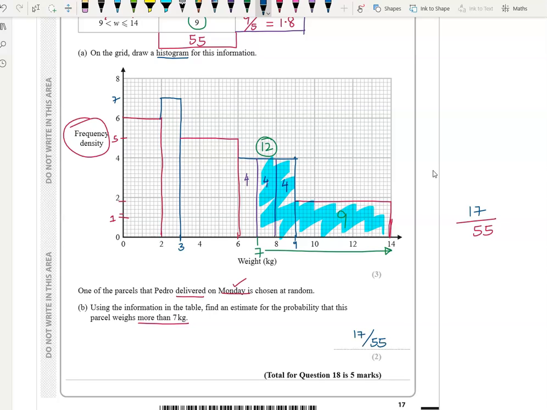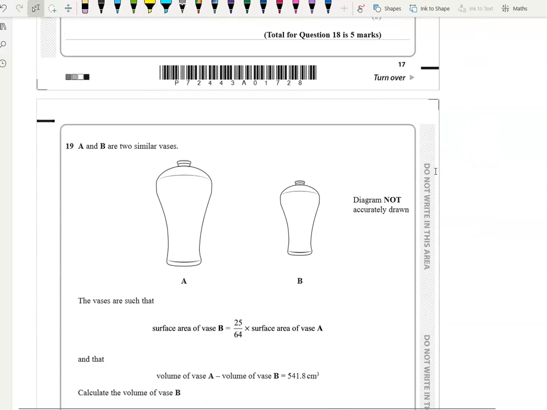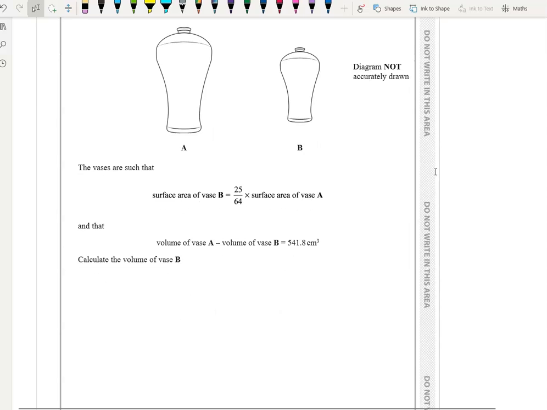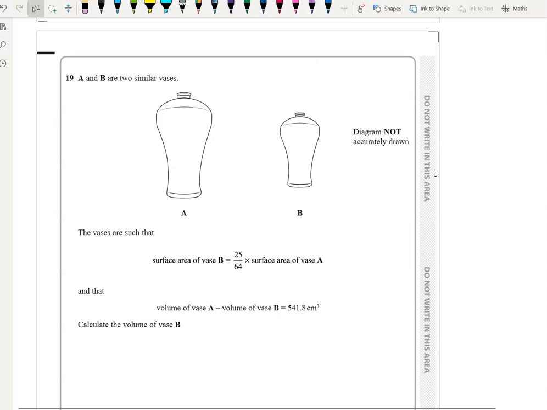Next one, question number 19. A and B are two similar vases. The vases are such that the surface area of B is 25 by 64 times the surface area of A, and volume of A minus volume of B is 541.8. Calculate the volume of vase B.